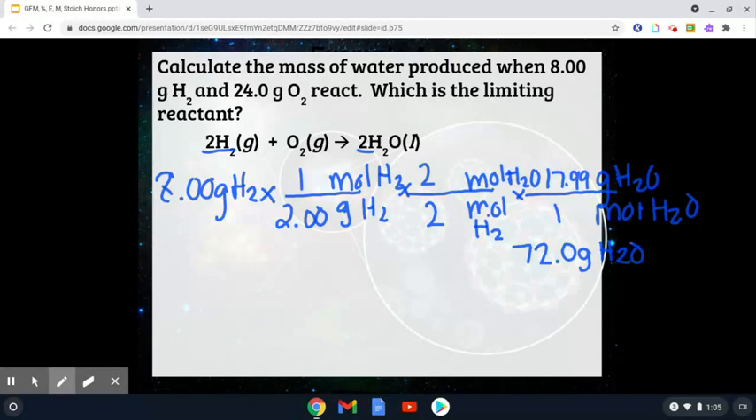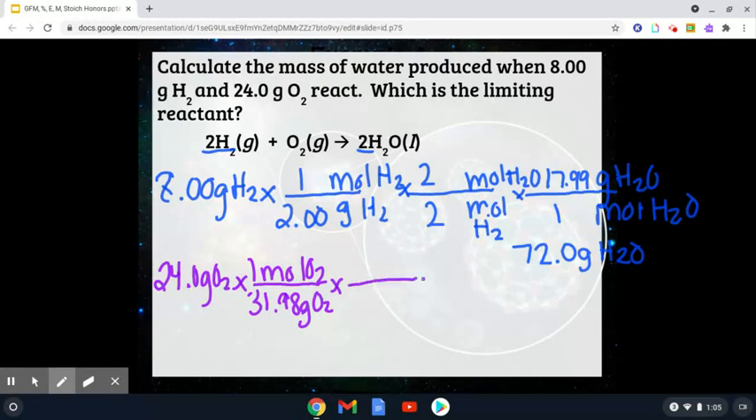All right, now I'm going to do the same thing for the oxygen. Oxygen, we have 24 grams. Convert that into moles of oxygen. 1 mole of O2 is equal to the gram formula mass of oxygen, which is 31.98 grams. Now we're going to do a mole-to-mole conversion of moles of oxygen into moles of water. It's a 1-to-2 ratio. Then we'll convert moles of water into grams of water.